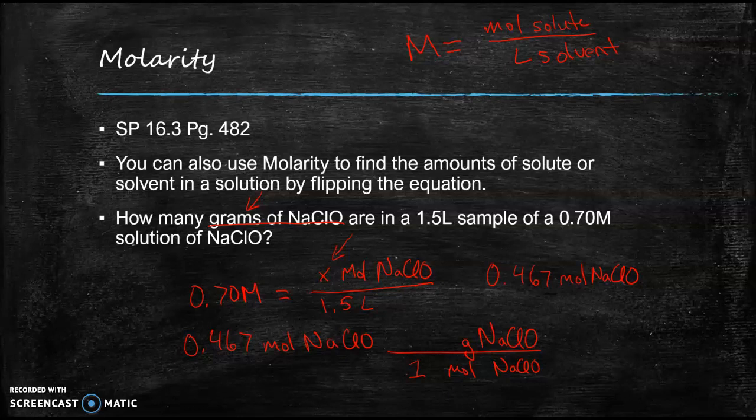And we use our molar mass, which is going to be 74.44. In this situation, we are going to multiply, and this should give us 34.763 grams of sodium hypochlorite. Remember, 3-part answer: number, unit, substance.